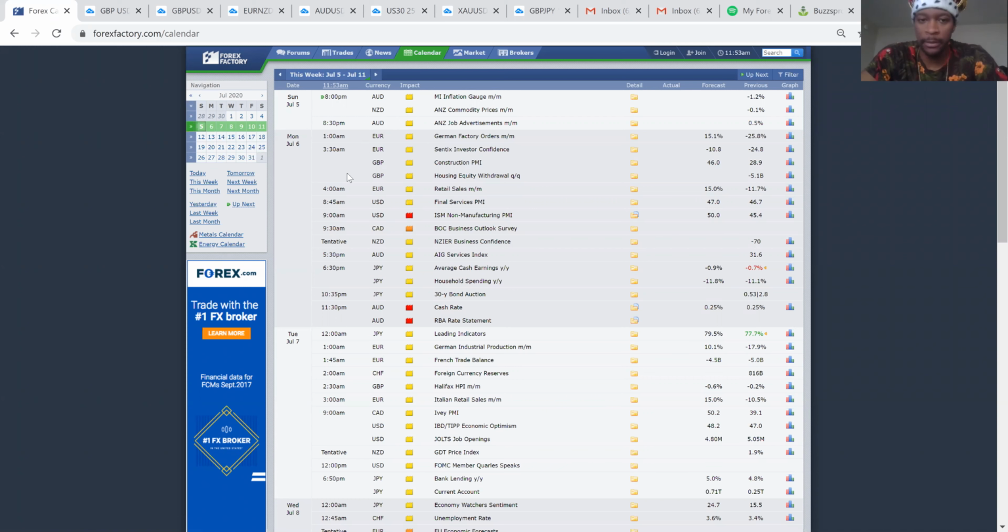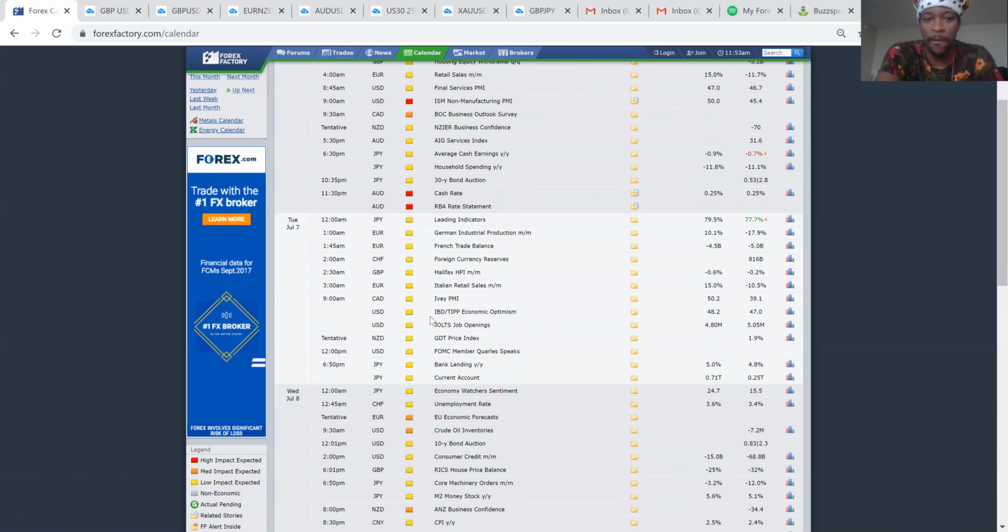Then we got Monday. On Monday, we got news during New York session. We got the ISM non-manufacturing PMI. So expect to see some movements around that time during New York session. Also at nighttime, during Asian session, should see news for the Australian dollar. There should be a lot of high impact with the cash rate and RBA rate statements. So Monday should be some volatility throughout New York and Asian session around those times.